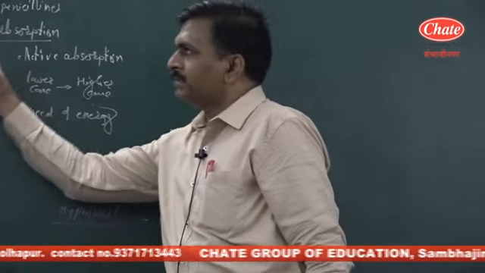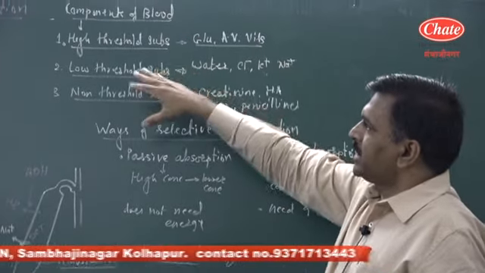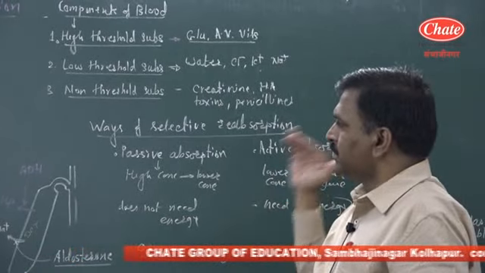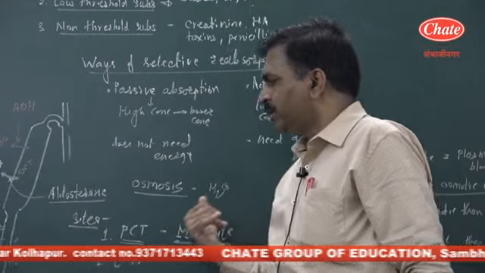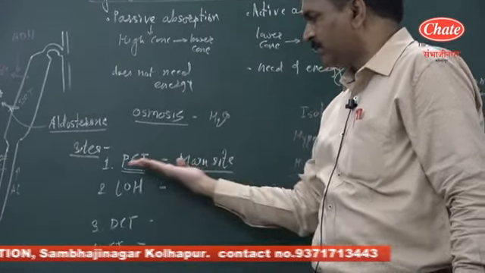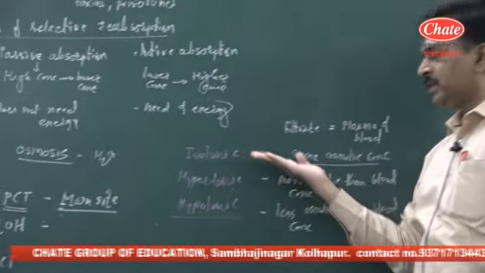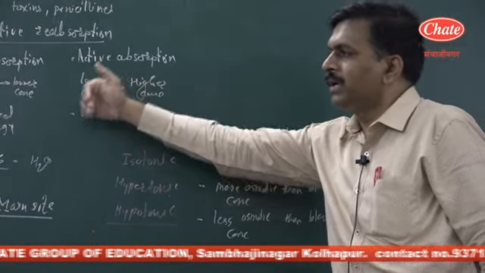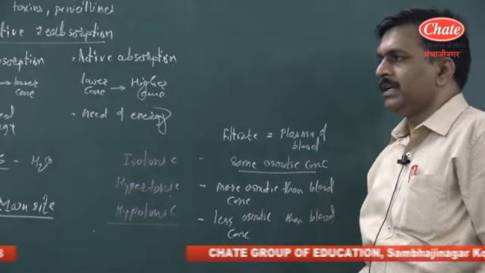So in this first part, selective reabsorption, there are three types of substances filtered out: high threshold substances, low threshold substances, and non-threshold substances. The ways of selective reabsorption are passive reabsorption and active reabsorption. The sites are the PCT, loop of Henle, DCT, and collecting duct. The main site is the PCT, while the filtrate may be isotonic, hypertonic or hypotonic. In the next lecture we will proceed to see how selective reabsorption occurs in the loop of Henle, DCT and collecting tubule.